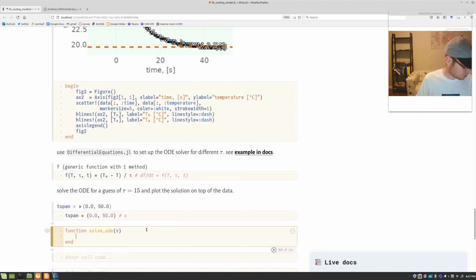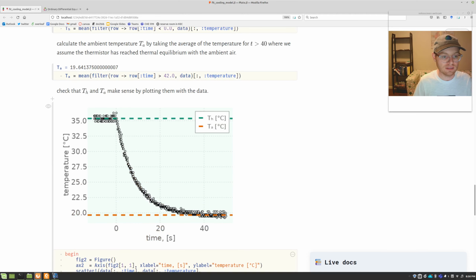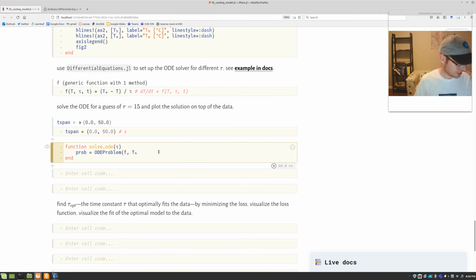Okay. So the way it works is you define a problem. So this is the ODE problem. You pass in your right-hand side of the ODE, and that tells it what it is. And you also need to give it an initial condition, and that's the next argument. So the initial condition here is that it's at TH, right? So at time 0, the thermistor is at temperature TH right here. That's our initial condition. And then you give it the time span over which you'd like to numerically solve it. And then finally, you give it the tau that you want to pass in as the parameter here, okay?